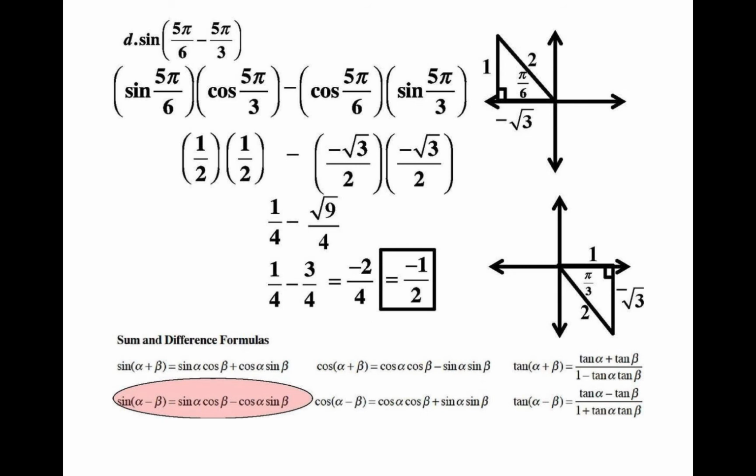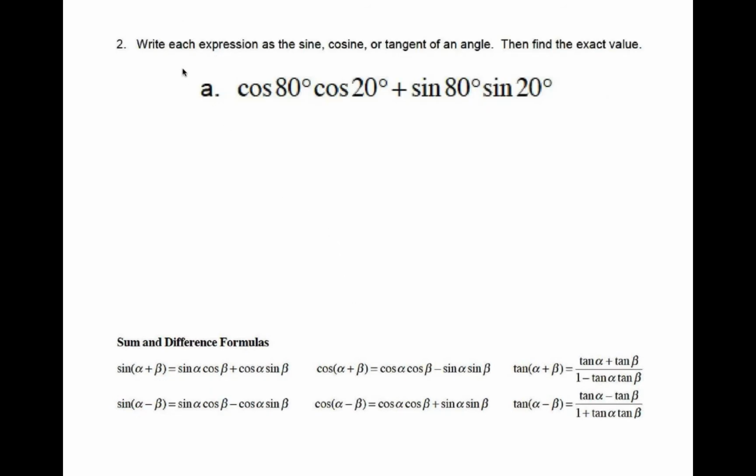All right, lots to take in there. All right, number 2, it says to write each expression as the sine, cosine, or tangent of an angle and then find the exact value. So this is like working backwards. They're giving you the plugged in numbers and you have to go backwards.